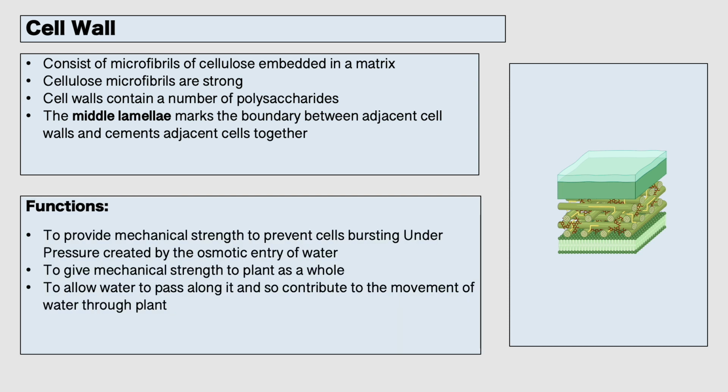The functions are to provide mechanical strength to prevent cells bursting under pressure created by the osmotic entry of water, to give mechanical strength to the plant as a whole, to allow water to pass along it and so contribute to the movement of water throughout the plant.